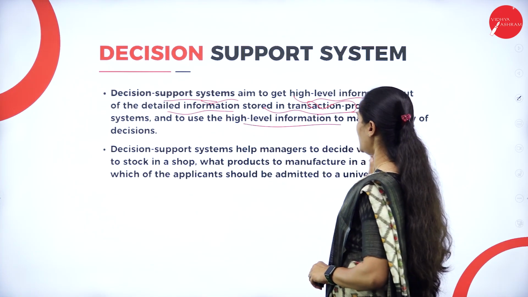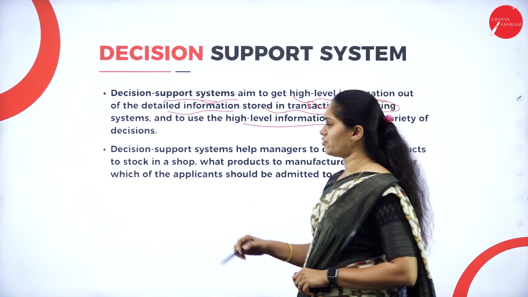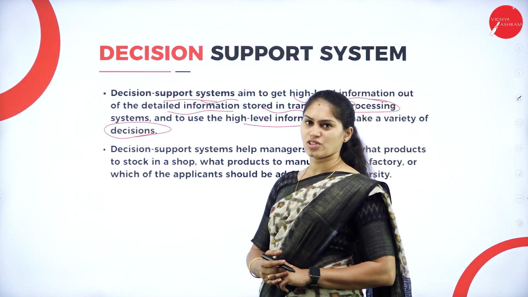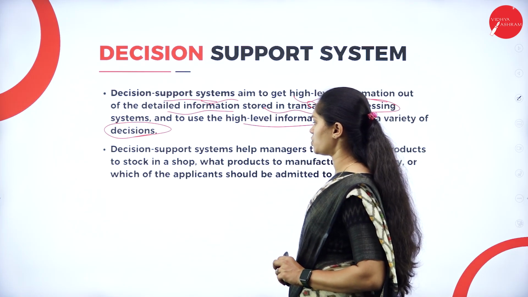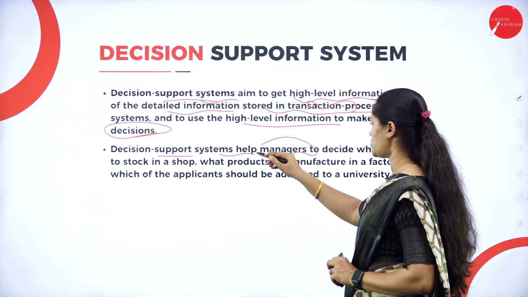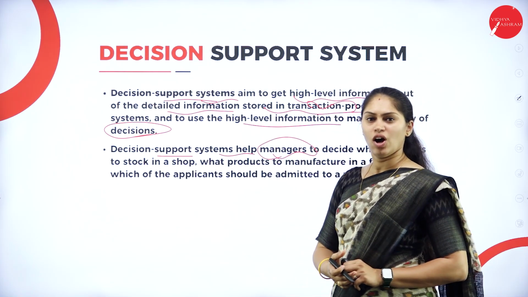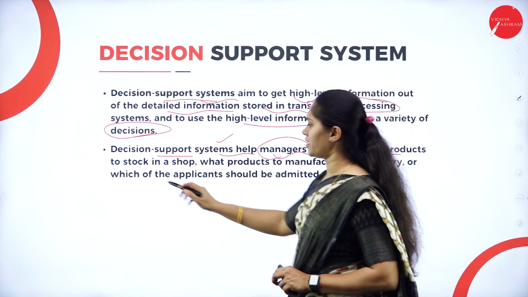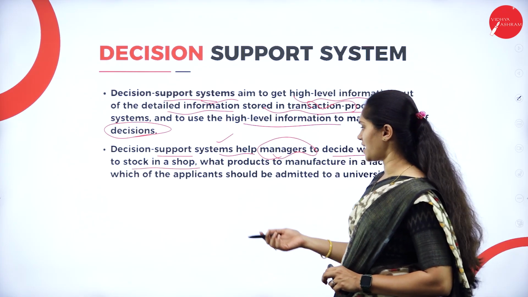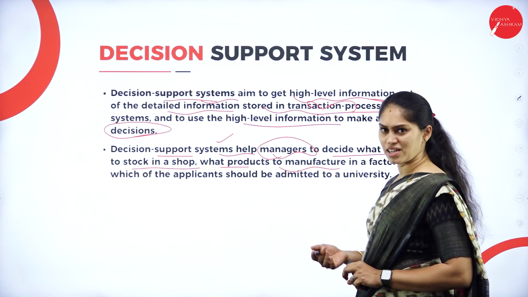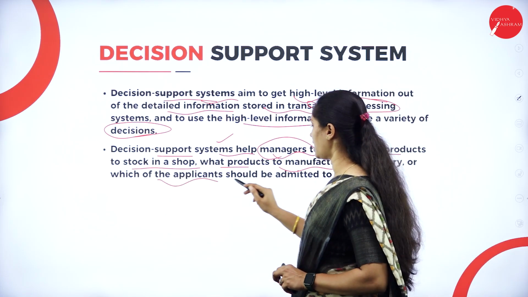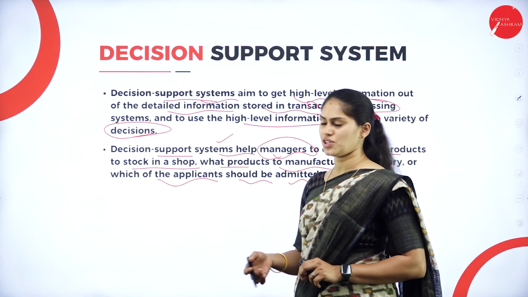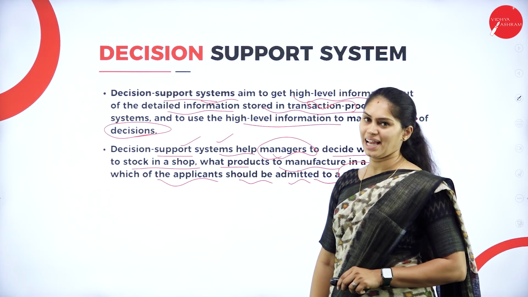Mainly it has to use high level information in order to make a variety of decisions, which will help in taking the organization or enterprise further. So the decision support system helps managers, who have to take decisions in the organization. It will help the manager decide what products to stock in a shop, what products need to be manufactured in a factory, or which applicants should be admitted to a university. In order to make a logical decision, the decision support system helps us, right?